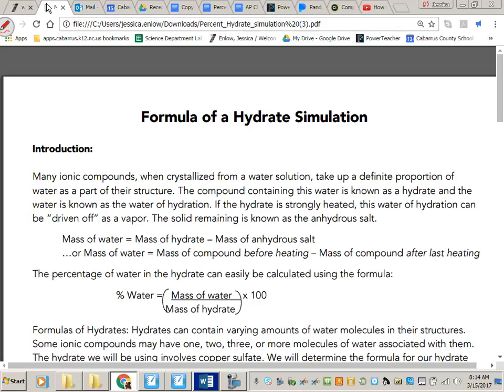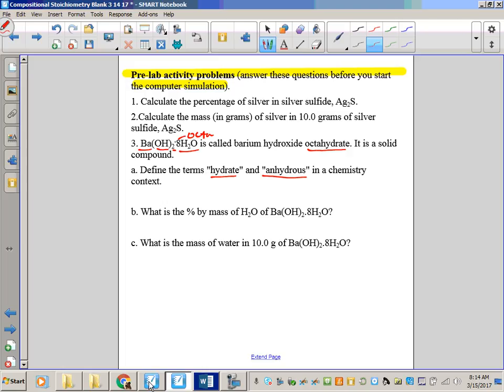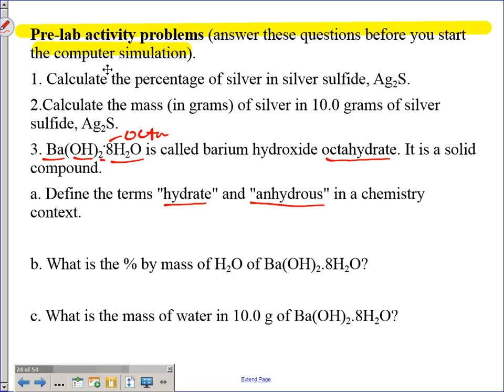The simulation looks like this. It gives you an intro to the hydrates. So go ahead and pull up some of the documents while I leave this on the board for you. So I'm going to say 8 minutes, complete your pre-lab.